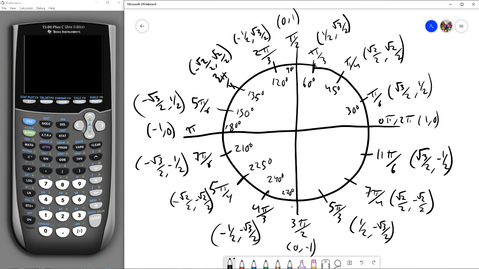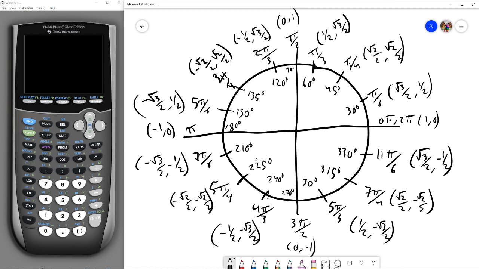So take 270 and add 30, that's from here to here. That will give you 300 degrees. 270 plus 45 is 315 degrees. 270 plus 60 is 330 degrees. Alright, so there are our degree values on there also.